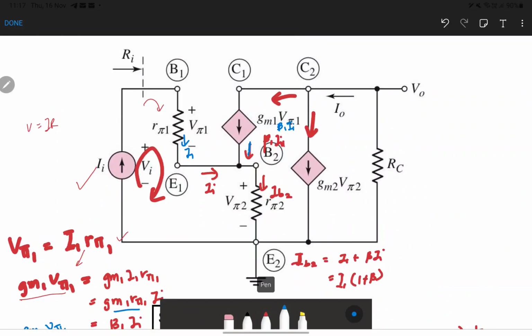Both of the current beta I and the current I will enter the base 2. So we can conclude that the current IB2, or current base 2, equals I plus beta 1 I. So we can simplify, bring out the I. So IB2 is equal to I times 1 plus beta, as the total current.